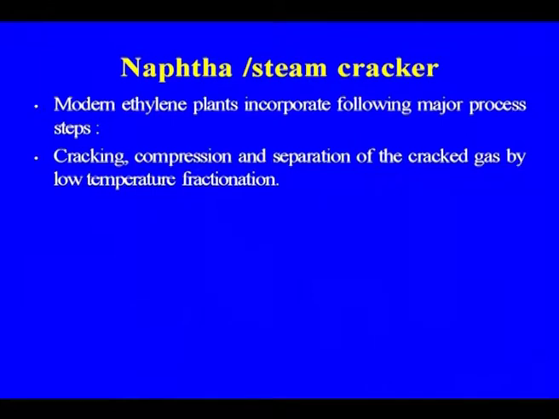cracking of the naphtha or the natural gas, ethane and propane, takes place; compression of the gases; and separation of the cracked gas by low temperature fractionation, because the boiling point of methane is -165, so a low temperature has to be maintained for the separation of the various olefins and the other gaseous components produced from the cracker plant.